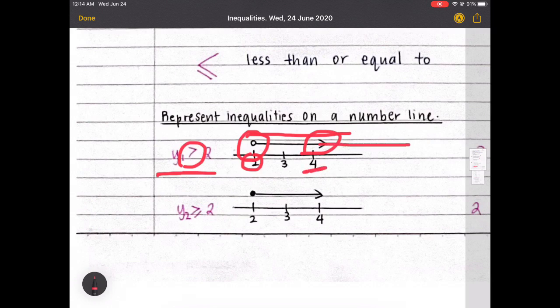Okay? So what's the difference between these two then? So when you look here, it says y2 is greater than or equal to 2. So the only difference here is the symbol you're using. If the symbol is shaded as follows, then it means that the number 2 is included in the range of y. And then again, y2 is greater than or equal to 2. So the line goes to the right. Okay?